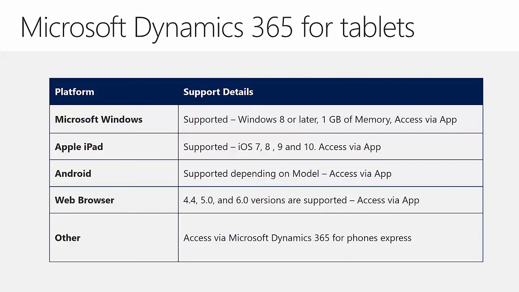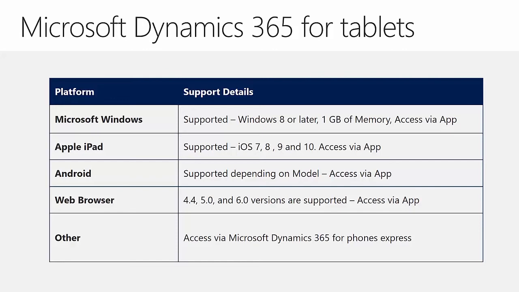When it comes to tablets, downloading and installing the app is the best way to access Microsoft Dynamics 365. However, the web browser on the tablet can also be used. We will explore some of the functionality that will not be available if a browser is used in a couple of minutes. All tablets running Windows 8 or later with 1 GB or more of memory and a 720p resolution are supported, and the best experience is achieved via the app downloaded from the store.